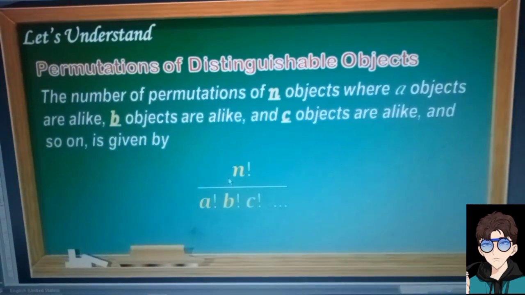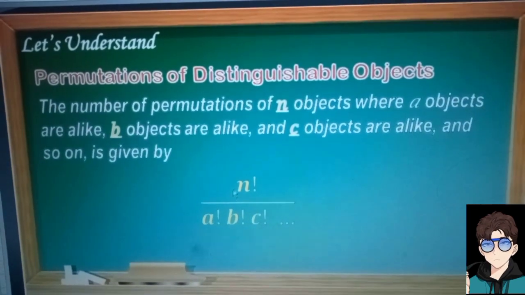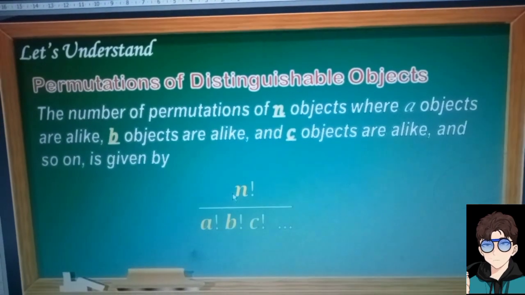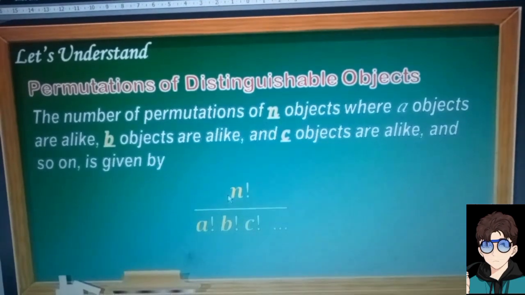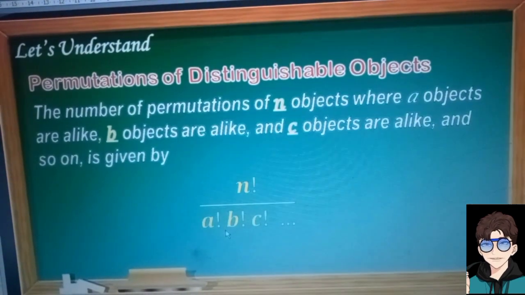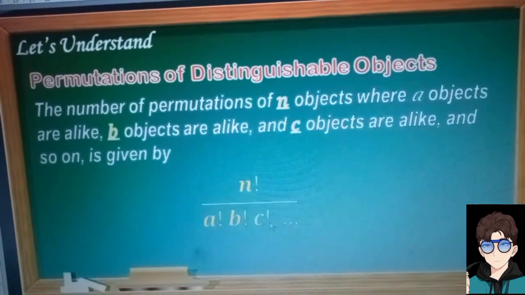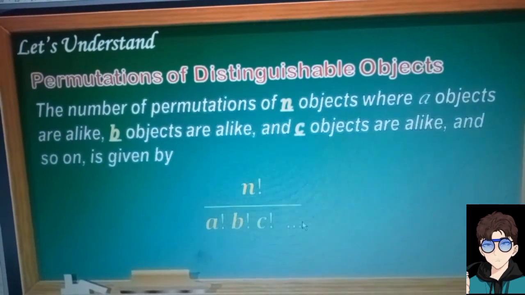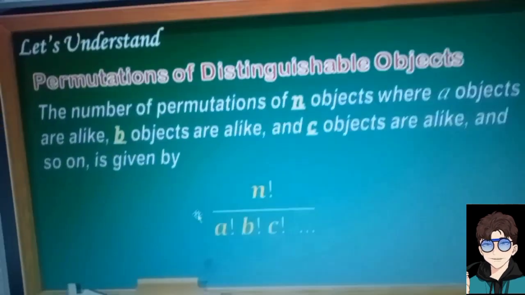For today, I want to learn about the permutation of distinguishable objects. The number of permutations of n objects, where A objects are alike, B objects are alike, and C objects are alike, and so on, is given by this formula: n factorial all over A factorial, B factorial, C factorial. These A factorial, B factorial, C factorial are for those objects that occurred multiple times, the so-called repetitions.